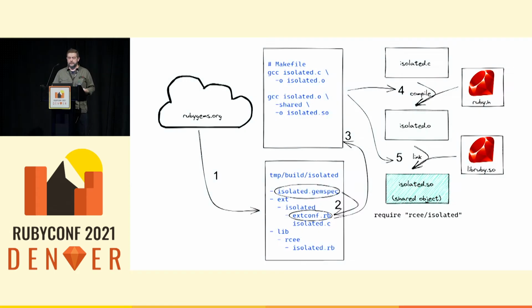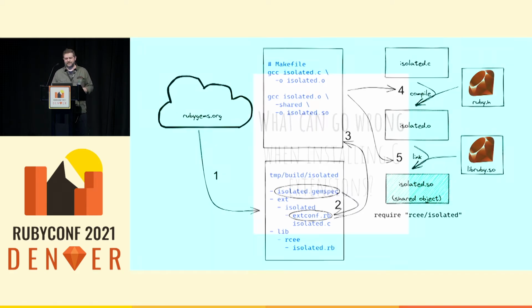Everything works perfectly. Here's a summary, in diagram form, of what just happened. You run gem install, it downloads the gem file from rubygems.org. It extracts the gemspec. It looks at the gemspec to figure out where the extconf file is. It runs that script to generate a makefile that will then compile and link into your shared object. It's just that easy.